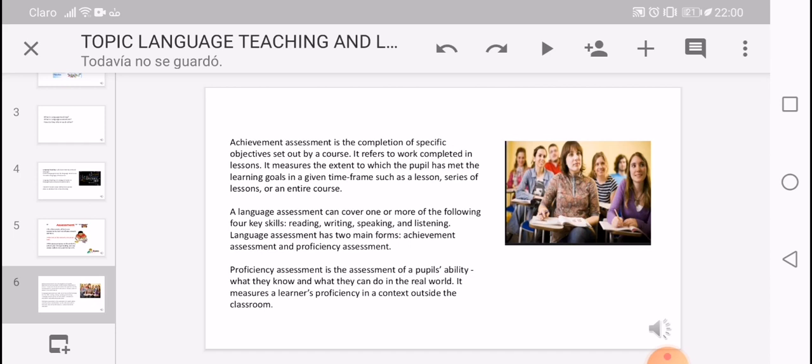A language assessment can cover one or more of the following four key skills: reading, writing, speaking, and listening. A language assessment has two main forms: achievement assessment and proficiency assessment. Proficiency assessment is the assessment of a pupil's ability, what they know and what they can do in the real world. It measures learning proficiency and content outside the classroom. The meaning of your language assessment will depend on your center.